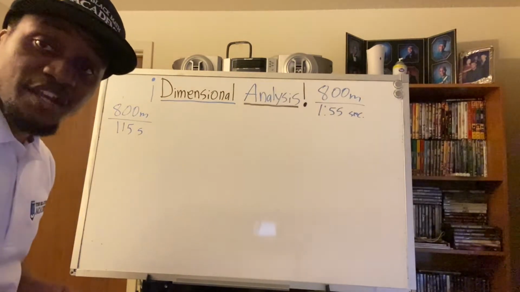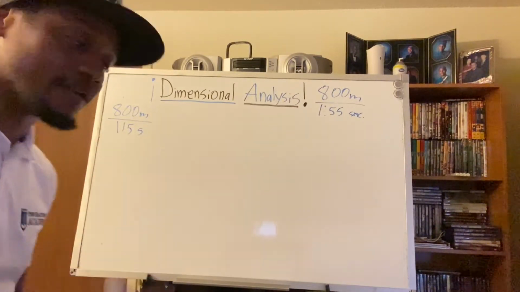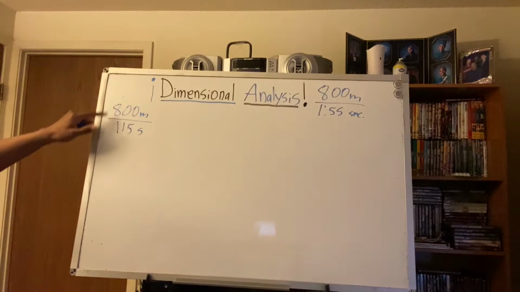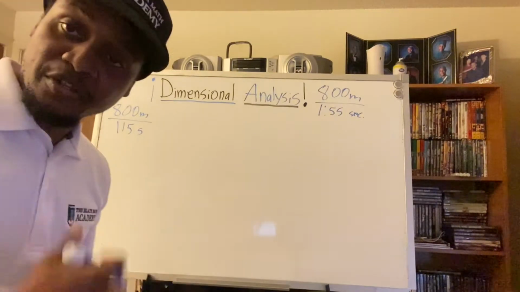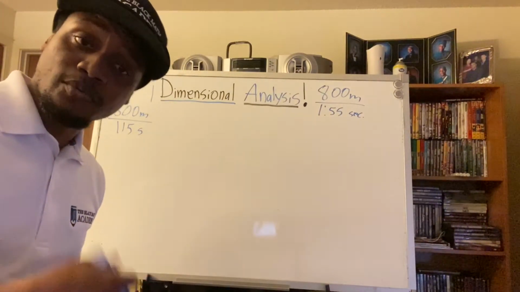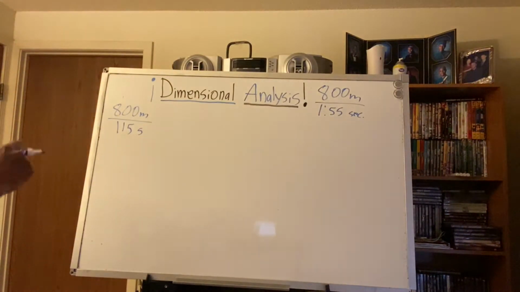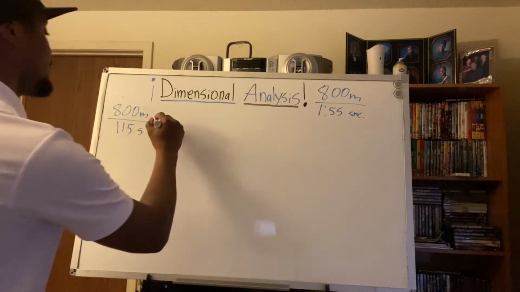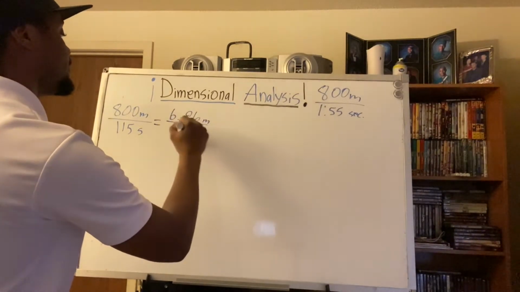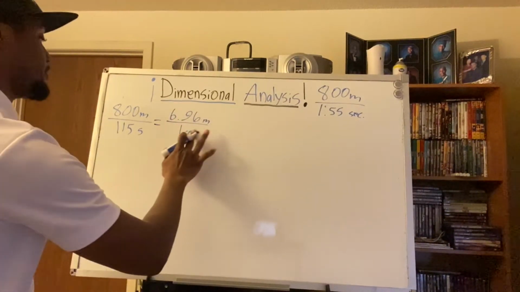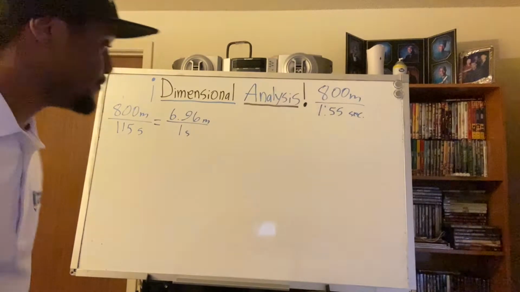Okay, once we have that, we then need to convert that into how many meters per second. So every 1 second, how many meters did I run? So to do that, you basically divide these two, 800 divided by 115. I'm going to round them all to the hundredth place when I do all the dividing. So 800 divided by 115 is 6.96 meters every second. So I ran just about 7 meters every second in that event.